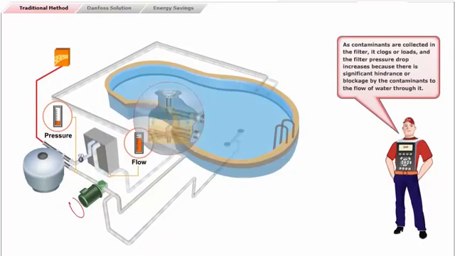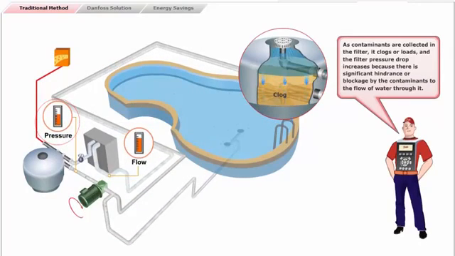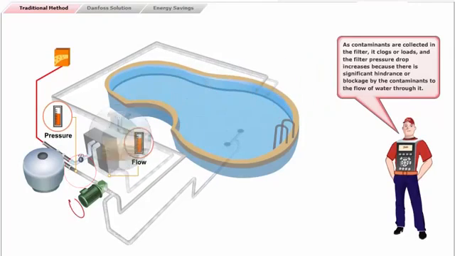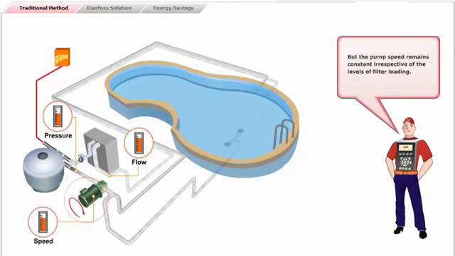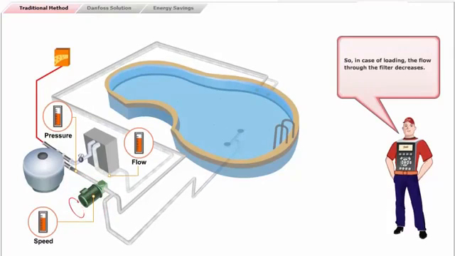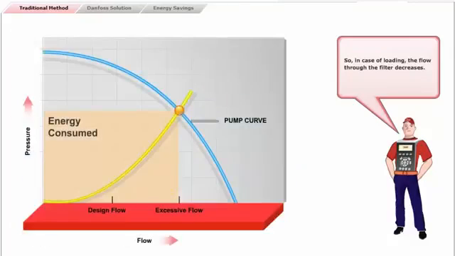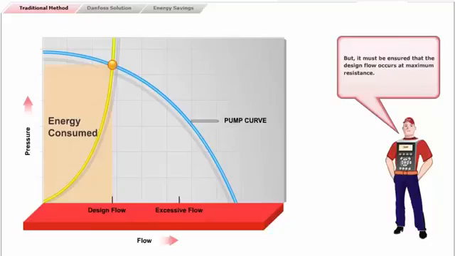As contaminants are collected in the filter, it clogs, or loads, and the filter pressure drop increases, because there is significant hindrance, or blockage, by the contaminants to the flow of water through it. But the pump speed remains constant, irrespective of the levels of filter loading. So, in case of loading, the flow through the filter decreases. But it must be ensured that the design flow occurs at maximum resistance.